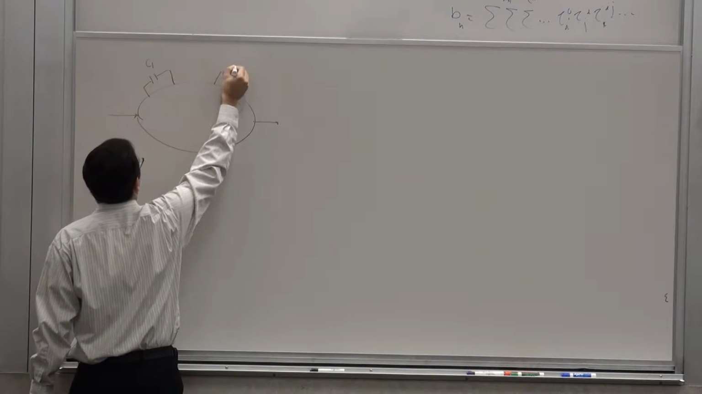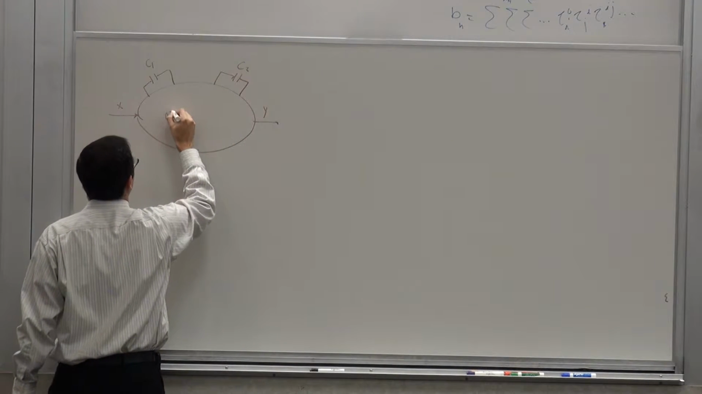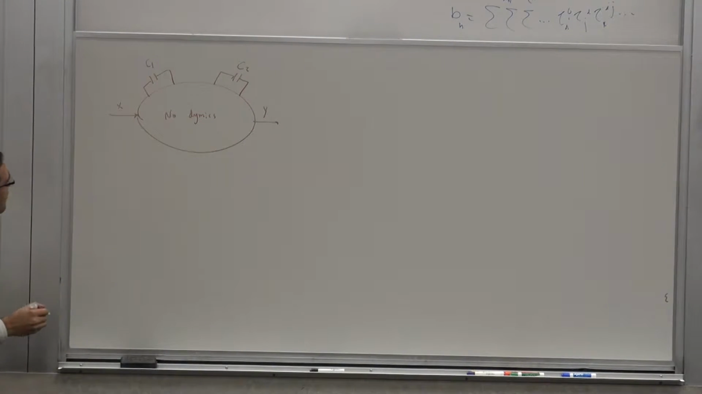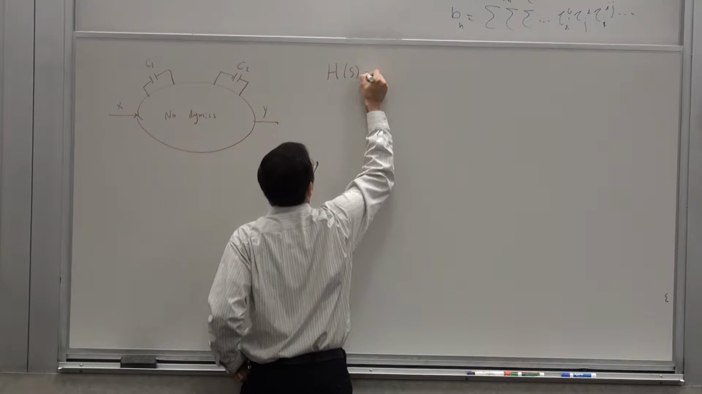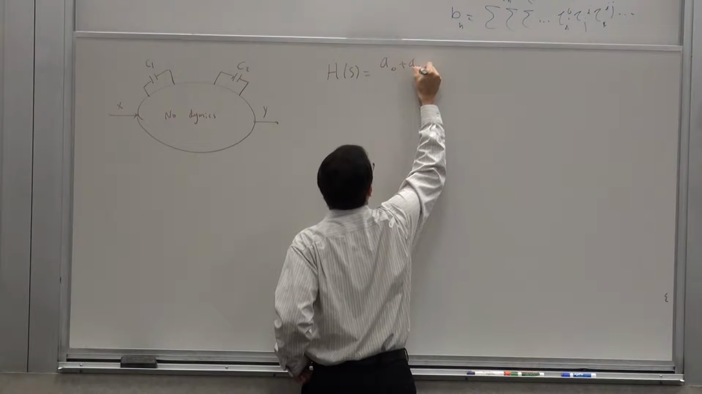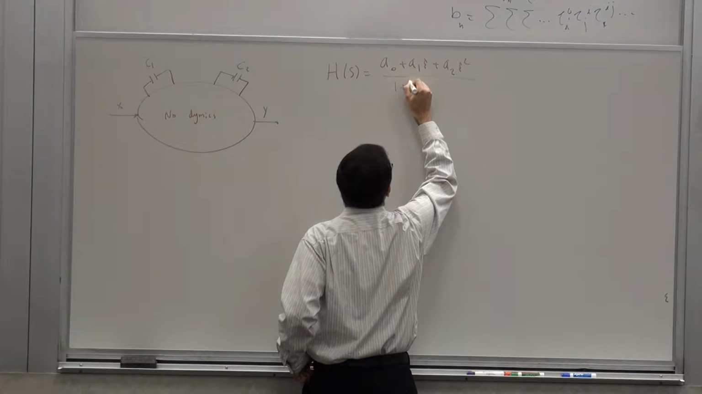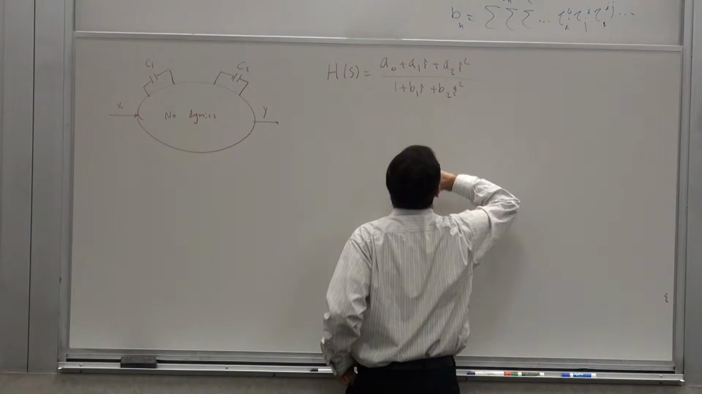So you have C1 and C2. You have two ports, X and Y, no dynamics here. So what do we know about this transfer function? What can you tell me about it? The transfer function of this thing has to look like this: A0 plus A1s plus A2s squared divided by 1 plus B1s plus B2s squared.